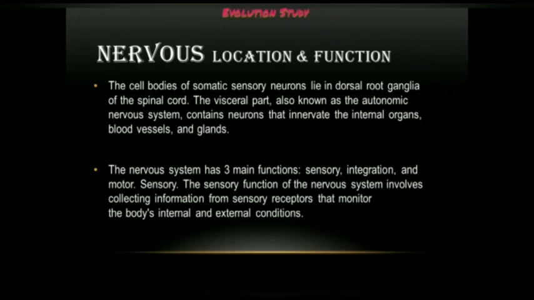The cell bodies of the somatic sensory organs and the neurons lie in the dorsal root ganglia of the spinal cord. The visceral part, also known as the autonomic nervous system, contains the neurons that innervate the internal organs, blood vessels, and glands. Now the nervous system has three main functions: sensory, integration, and motor. What is sensory? The sensory function of the nervous system involves collecting information from the sensory receptors that monitor the body's internal and external conditions.